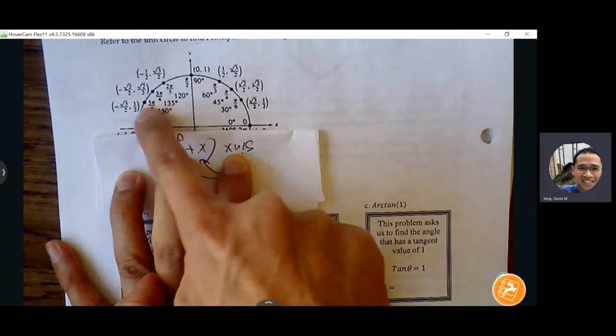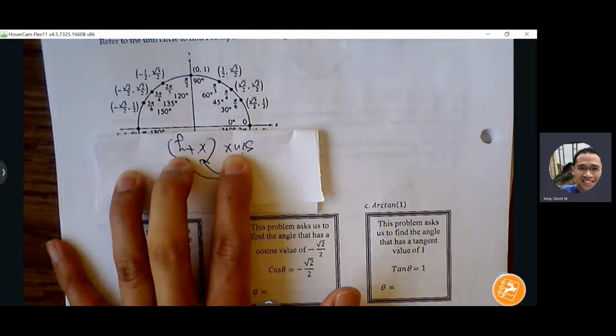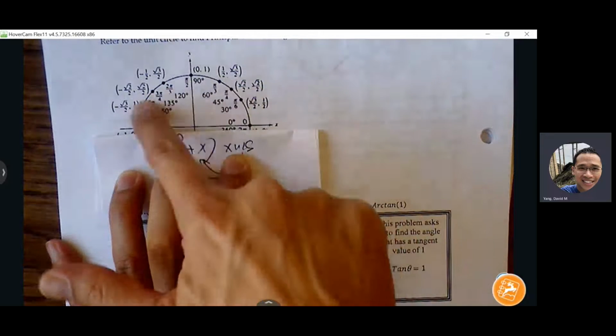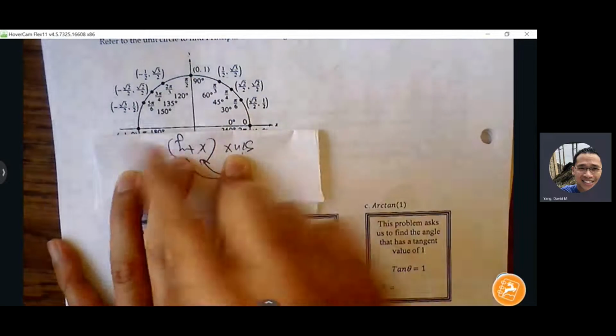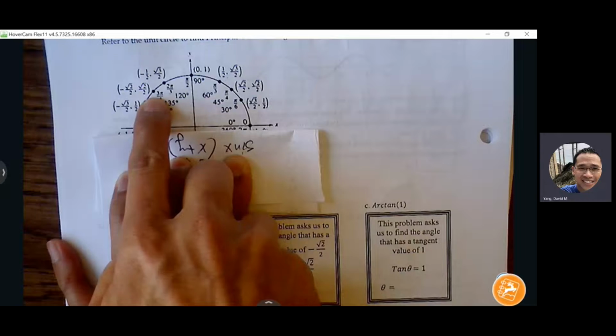You can use whatever you see here. It's just the fourth quadrant where we have to make a slight adjustment. The first and second quadrant are exactly as you see it. There we go. 3 pi over 4.